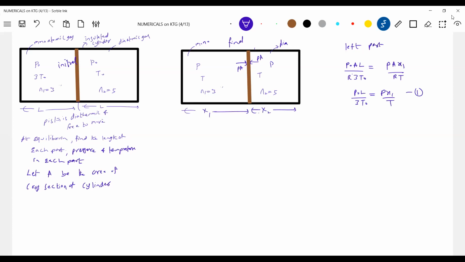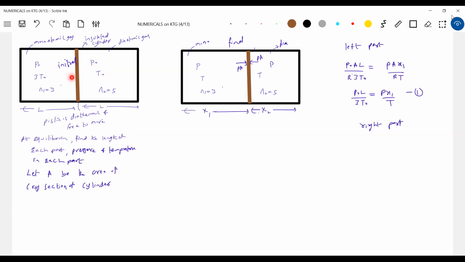Equation 1, agreed. In the right part, what is this? What I'm writing? Amount of gas will not change. No, only the heat will flow from one chamber to the other. Don't think that gas will flow. How will the piston allow the gas to flow? Only heat will flow. And as the heat flows, the temperature of this gas will increase, the pressure will increase, and because of that, what will happen?